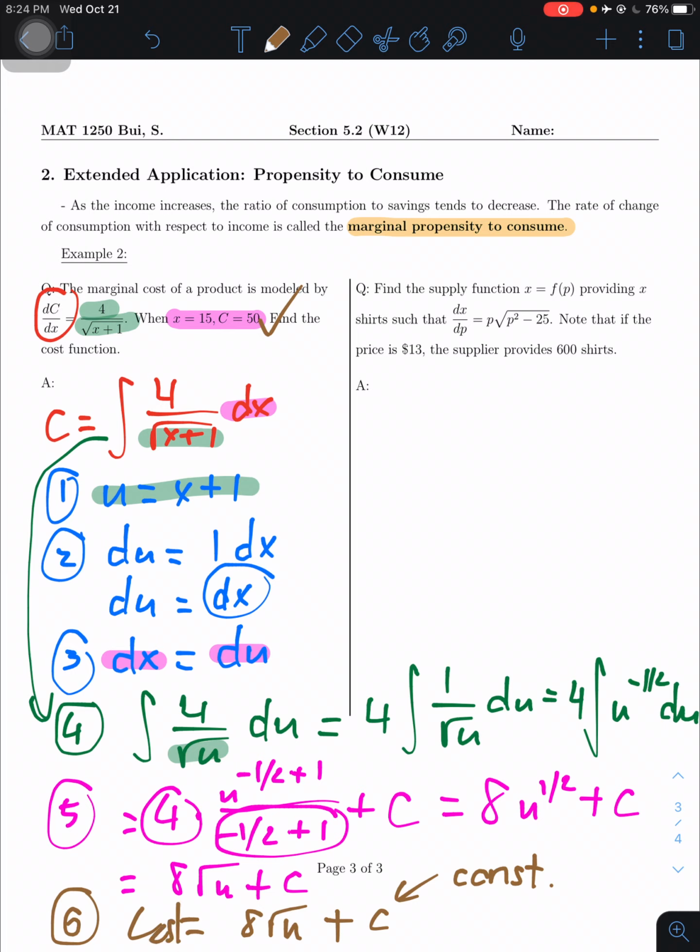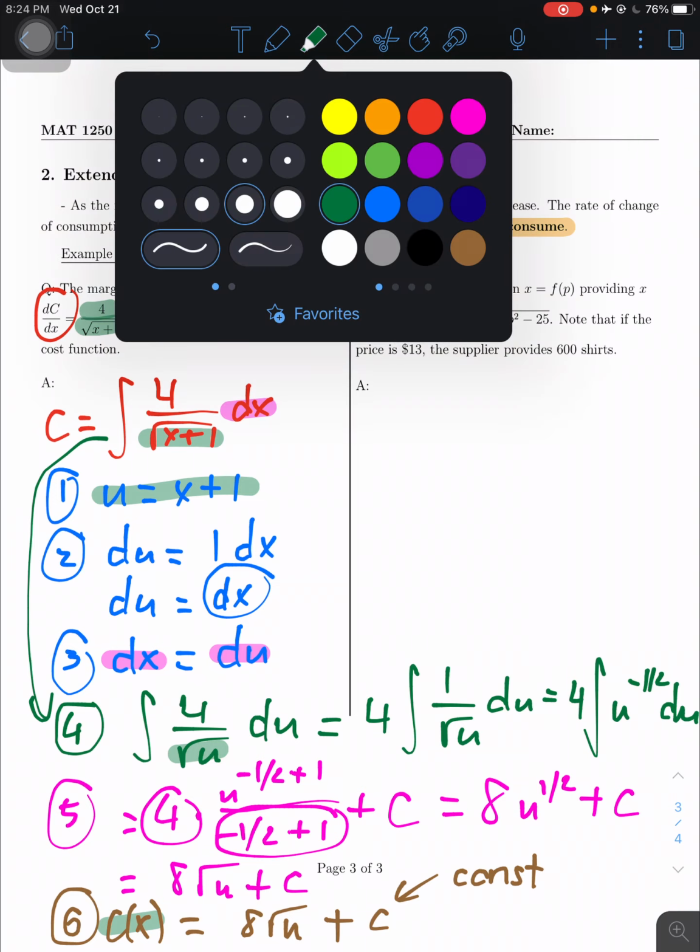Okay, so to make sure you know which one is which, let me actually put c of x in here. Because in the test, you're going to have 2 c's in here. Like one for the cost and the other one for the constant. So you have to know which one is the cost and which one is the function. Okay, so this in here is the cost. And then this in here is the constant.